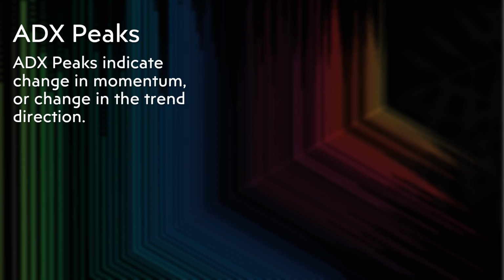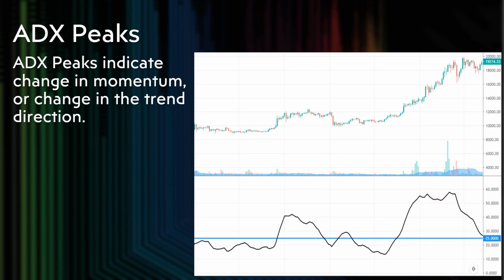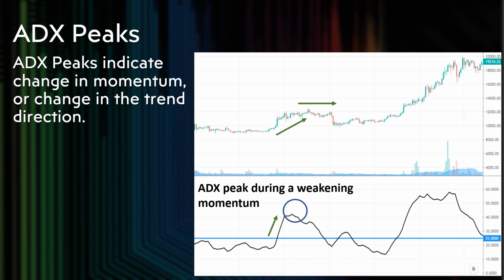ADX peaks may show the weakening of the momentum or change in trend. In this chart, the price shifts from uptrend to sideways after the ADX peaks. Another peak signaled a failure to build momentum. Therefore, the price moved sideways, with the ADX signaling below 25.